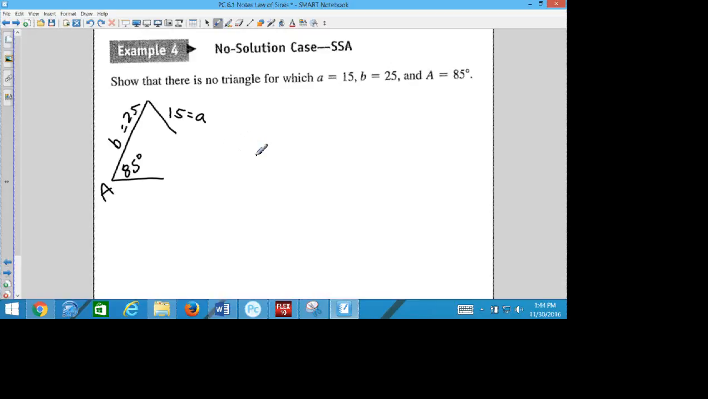What you don't know is what is happening over here at angle B. That's what you don't know. Can't really finish the picture until we have more information. So this is where we're going to use that chart again.